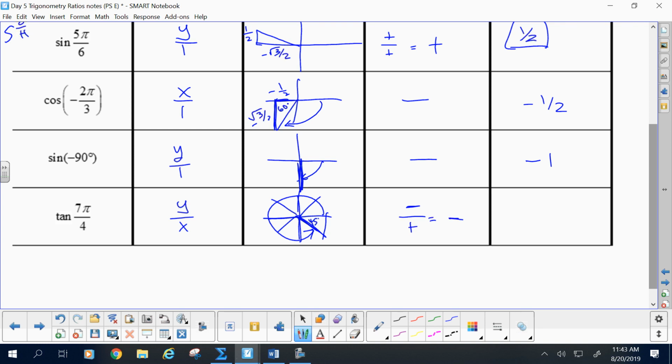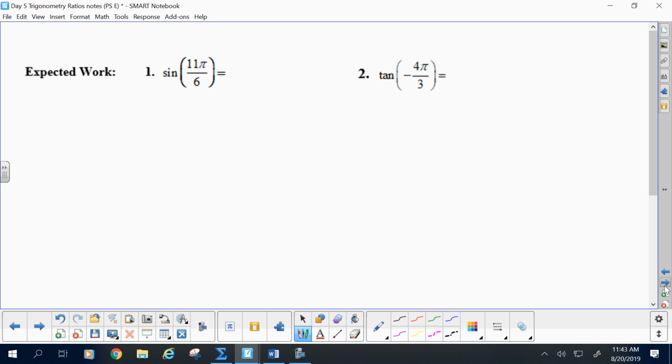All right? In that quadrant, what's the reference triangle that has sides that are equal? Do you agree? Root 2 over 2 and root 2 over 2. So if we did y over x, and they're the same values, then that's 1 with what sign? Negative.